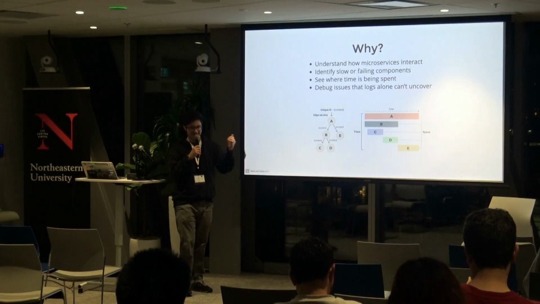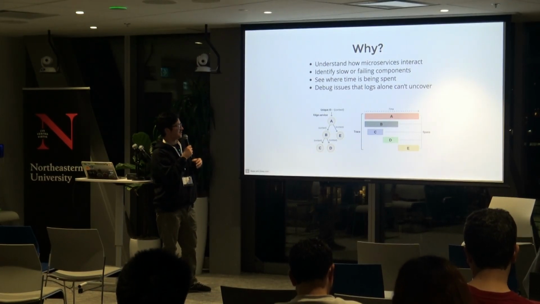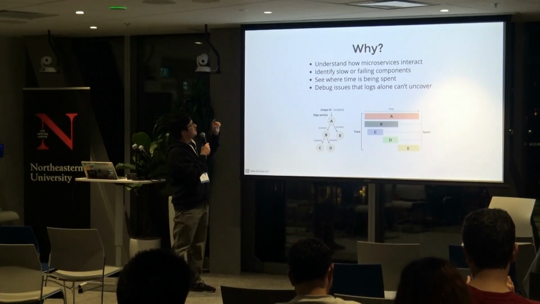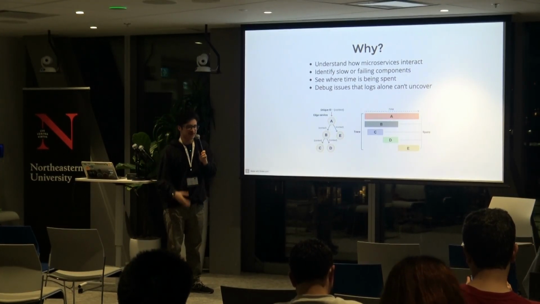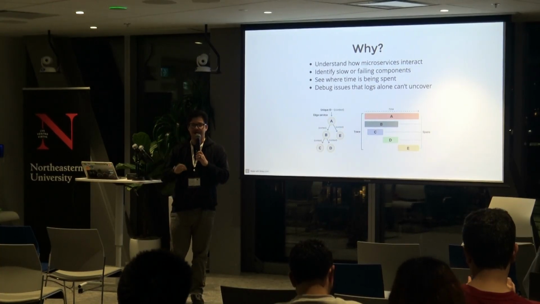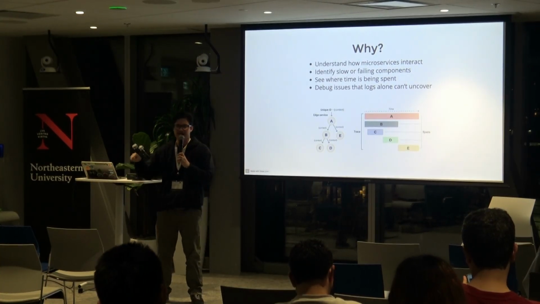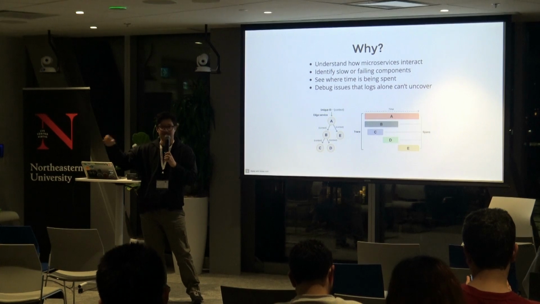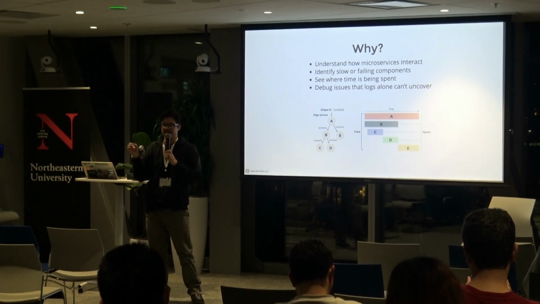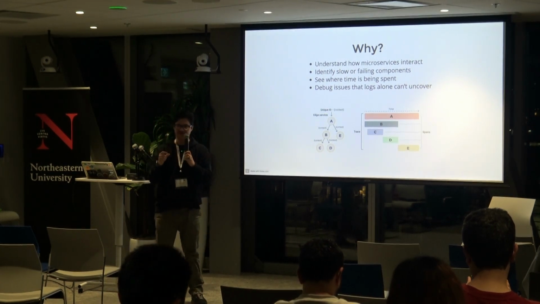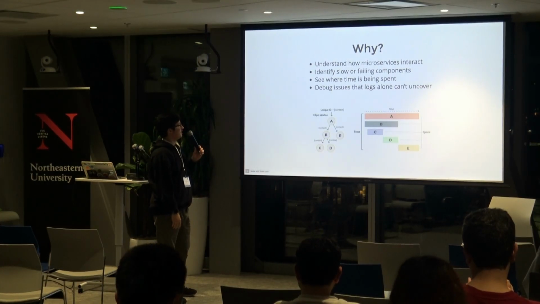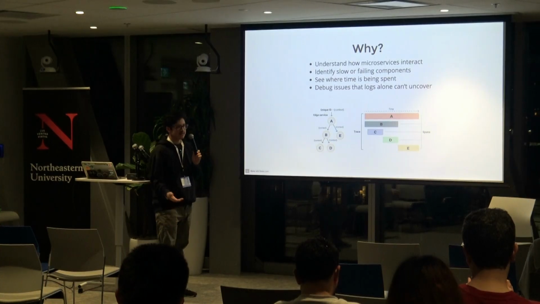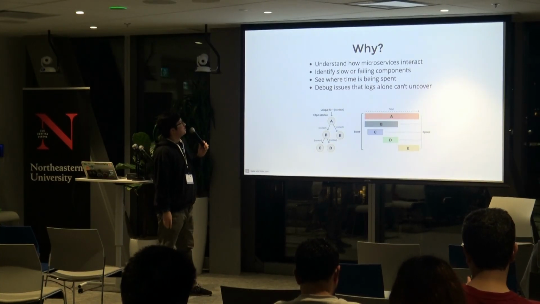It will allow you to trace your requests through all the microservices. It also identifies slow or failing components. You are able to detect bottlenecks, right? Like when I click this button in the frontend, it hits the backend, and maybe the backend makes a request to a database, you're able to see, okay, it seems like the bottleneck is in this specific component. So that's really important for big systems, which goes along with seeing where the time is being spent. And debug issues that logs alone can't uncover.